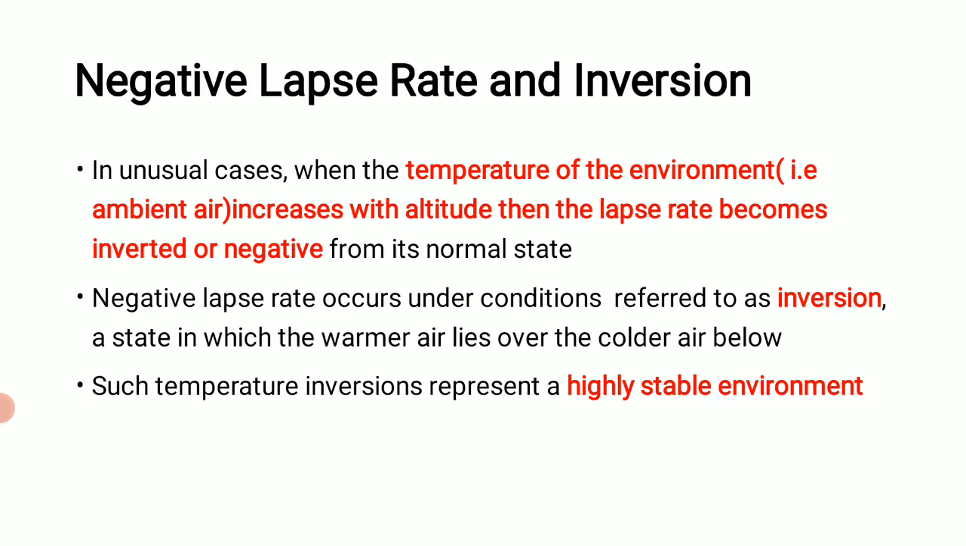Then the lapse rate becomes inverted or negative from its normal state, and this negative lapse rate occurs under conditions of inversion, that is, a state in which warmer air lies over the colder air below. That is, close to the surface of the ground the air will be colder, and above that lies a warmer layer, and this continues up, and thereby the temperature increases with the altitude. And such temperature inversions represent a highly stable environment.